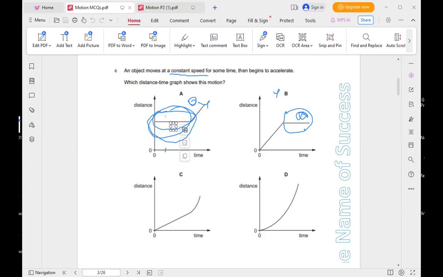The speed is constant first. It means this is the constant speed here. After that, it accelerates. Accelerate means speed is increasing, like this curve. It means the C part is correct. In the D part, from the start till the end, the speed is increasing. There is no constant speed in part D.